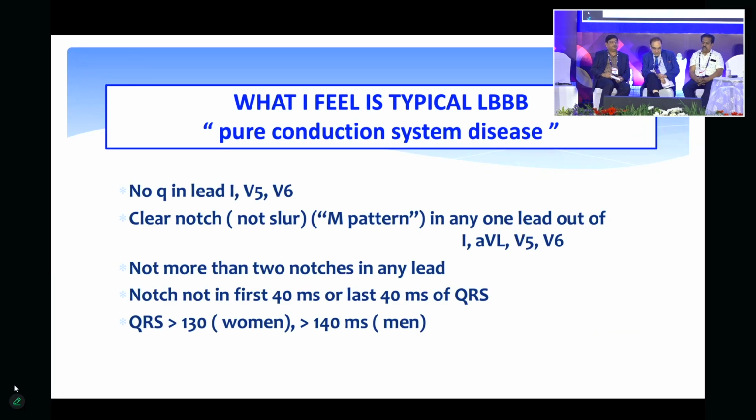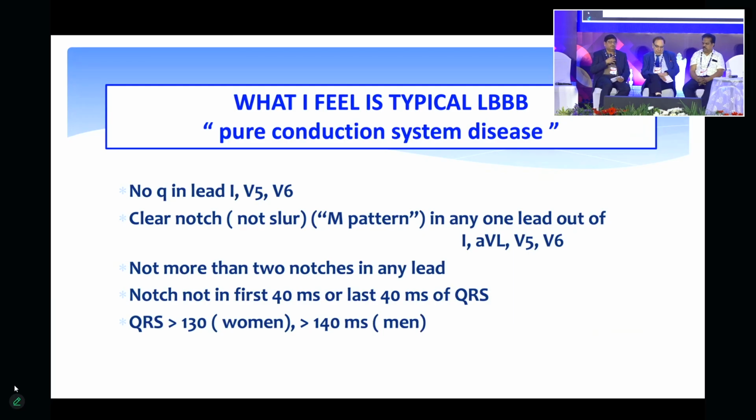There are many definitions out there. And I feel that when you have more than 2 notches in any lead, it is unlikely to be just 1 point of conduction delay in the left bundle. And if the notch is very early, that is not a left bundle branch block, because the early conduction is by the right bundle. That should be normal. It should not have a notch. If the notch is very late, it is again unlikely to be LBBB. A late notch is when the left bundle is already working. The blocked or the delayed left bundle is working.